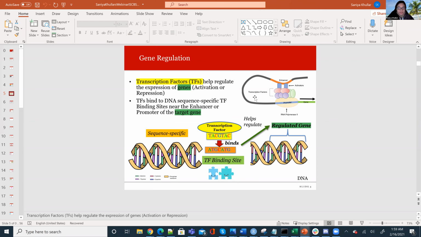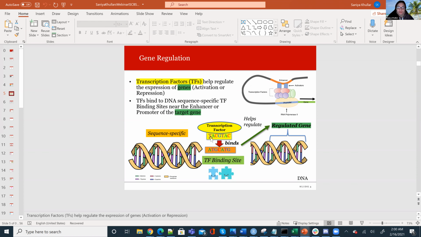So if you think of this as a transcription factor, and this is the DNA sequence-specific binding site that this transcription factor will bind to, much like puzzle pieces. So you can imagine this transcription factor has TAC, GTAC here, and it's going to bind to the sequence-specific motif on this transcription factor binding site: A with T, C with G, G with C again, and they all just bind here. And when it binds here, it's then able to help regulate the expression of this gene.